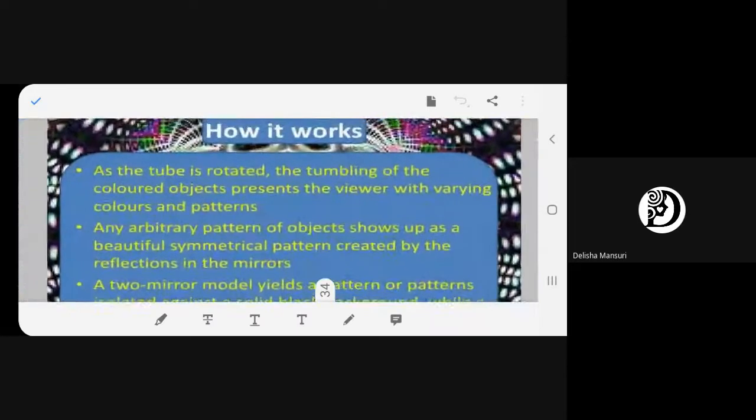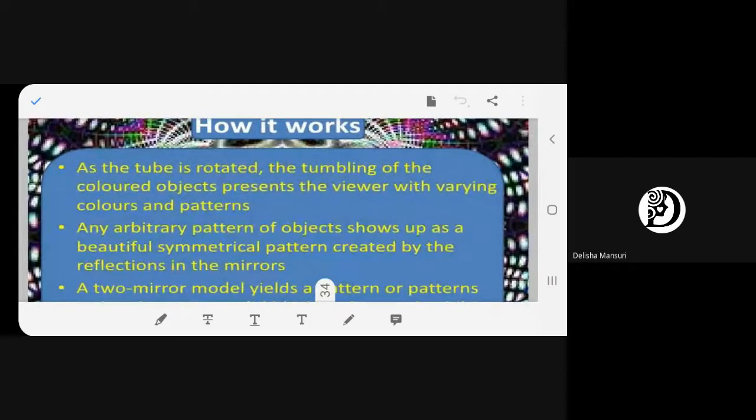Thank you, Vita. Now what are you doing? You're rotating the tube. I made a tube with three reflecting mirrors. Am I right? Yes. So three reflecting mirrors are in this pattern. You got my point? And what is happening now? We are rotating this, moving this anti-clockwise or clockwise. When we do that, we get varying patterns of colors.